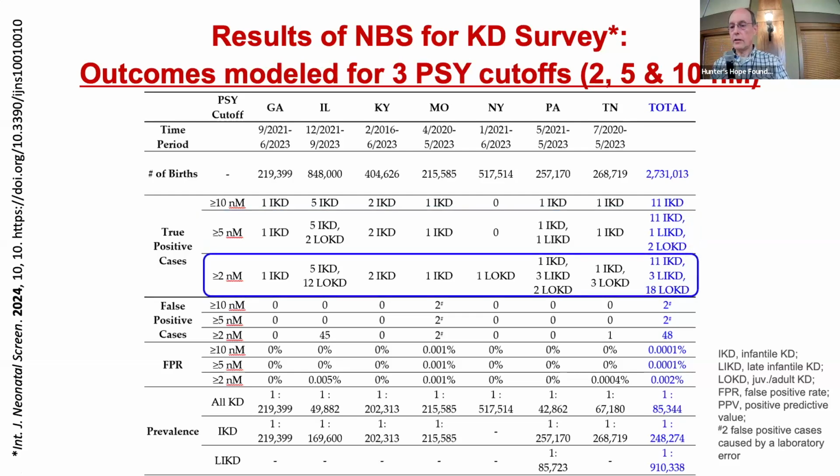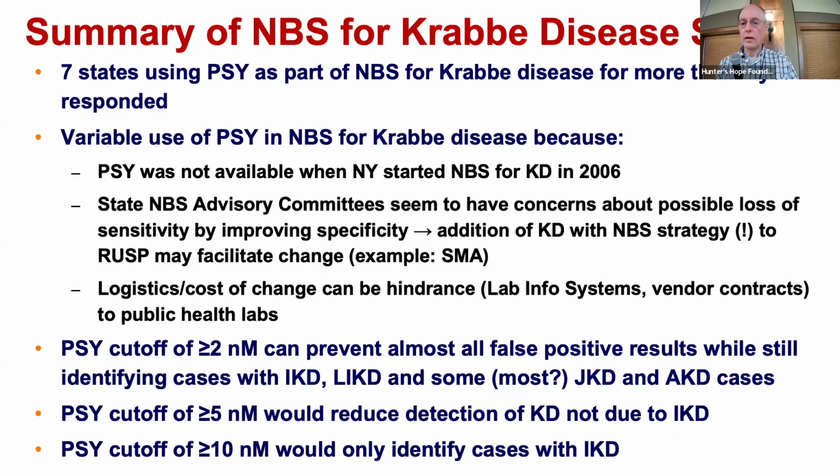And if you have a cutoff of 2, you identify all infantile cases, then another late infantile, 2 late infantile cases, and more late infantile Krabbe disease cases. But you don't have false positive results. So 7 states responded. Why is there variable use of cyclozine in the various states?